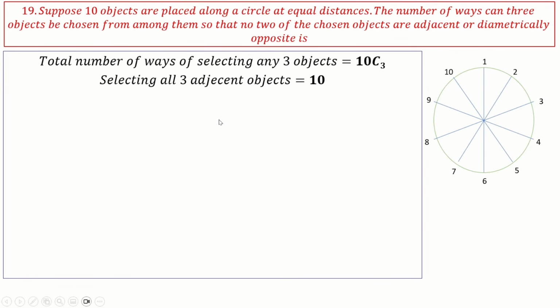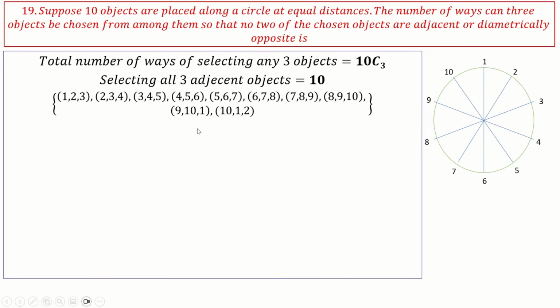So I should subtract this. Selecting all three adjacent objects is 10. Now, the second option is 2 are adjacent, not 3. Selecting two adjacent objects is 10C1. Why? Because if I combine them into groups, 1, 2; 2, 3; 3, 4; 4, 5, I still get 10 objects. Out of them, one I have to select, right? So 10C1, and this is I have selected two objects.